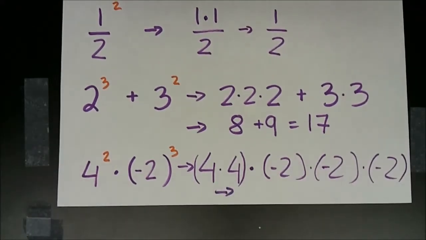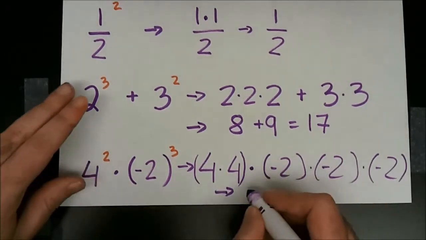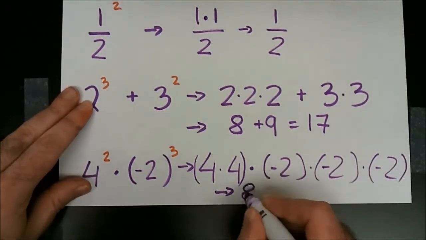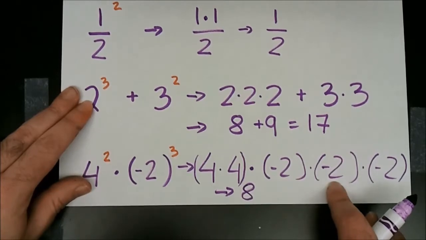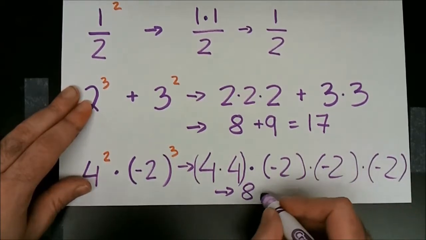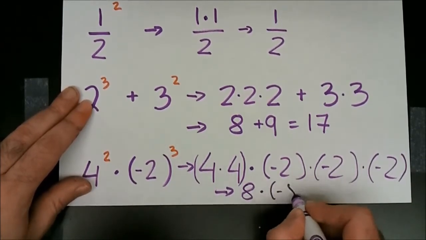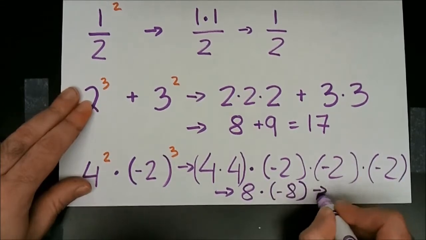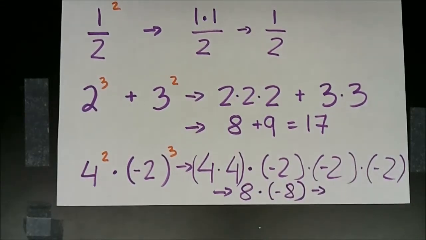And again, that's not so bad. 4 times 4, that's 8. Negative 2 times negative 2, that's positive 4. And positive 4 times negative 2 is a negative 8, so times a negative 8. And this should be fairly simple. Can someone tell me what is 8 times a negative 8? If you said negative 64, you're absolutely correct.